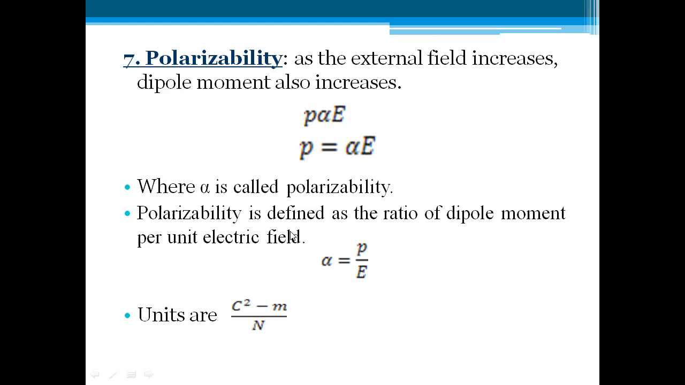So just rearranging the terms, alpha is equal to P by E. We can define polarizability as the ratio of dipole moment per unit electric field, whose units are coulomb square meter per Newton.